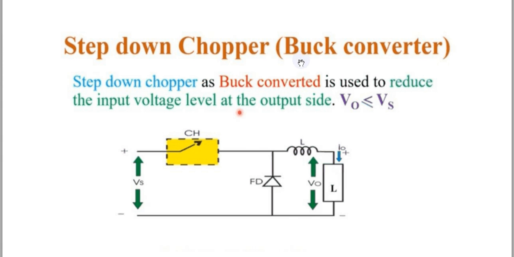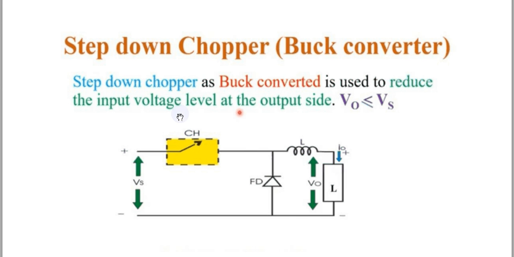This is the circuit diagram of the step down chopper. It consists of the DC supply, chopper, this is a switch, it may be a power MOSFET, GTO, or force commutated SCR, a freewheeling diode, inductor L, and load.